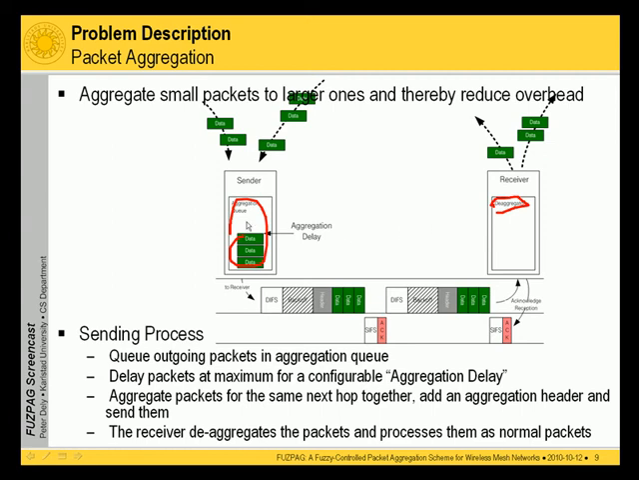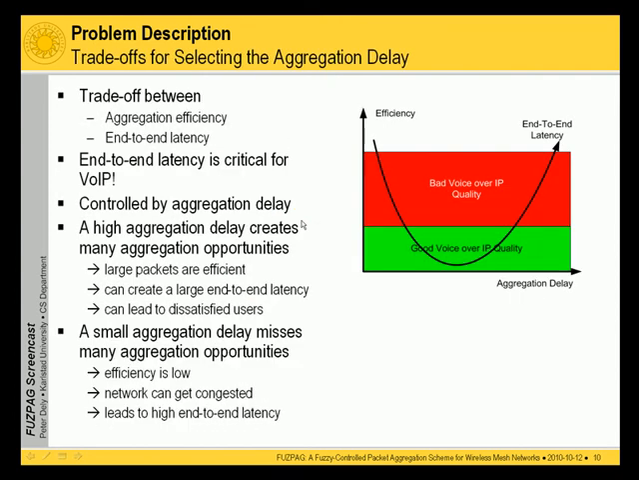Please note that at the aggregation queue, we need to delay packets in order to have enough packets available for aggregation. The time that a packet is artificially delayed in the aggregation queue is called aggregation delay. When selecting the aggregation delay, there is a trade-off that needs to be considered. Having a large aggregation delay gives us many aggregation opportunities and leads to large packets. This gives a good efficiency.